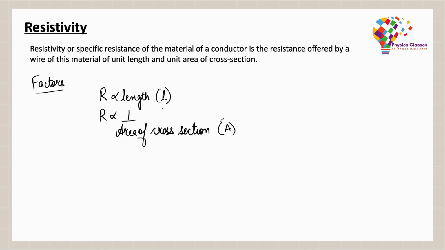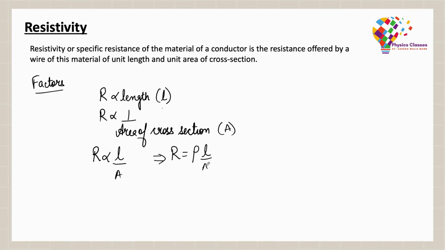The third factor that affects resistance is the nature of the material, like if it's a good conductor or a bad conductor. And apart from these three, temperature also affects resistance. But mathematically, only these two are generally taken into account along with the resistivity, which I will talk about now. If I combine these, I have resistance directly proportional to the length of the conductor divided by area. To remove the proportionality sign and bring in equality, I have to introduce a constant, and my constant over here is rho.